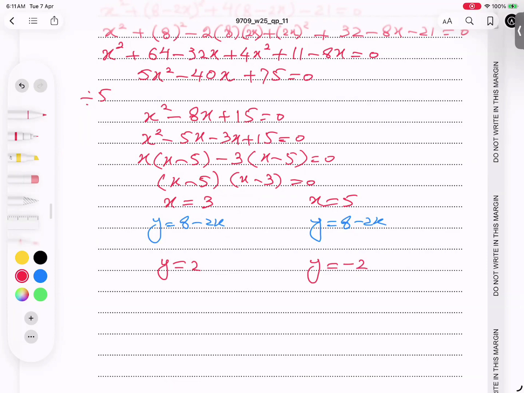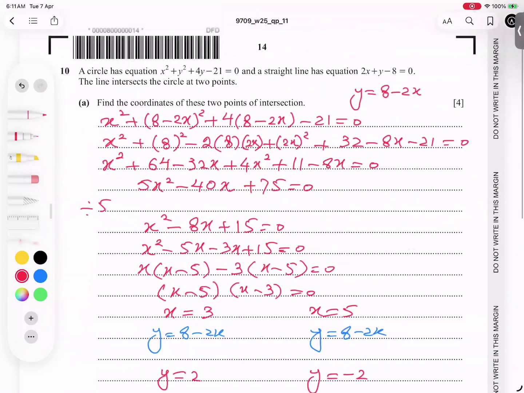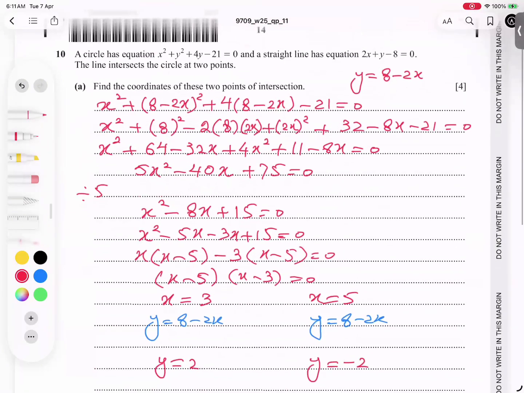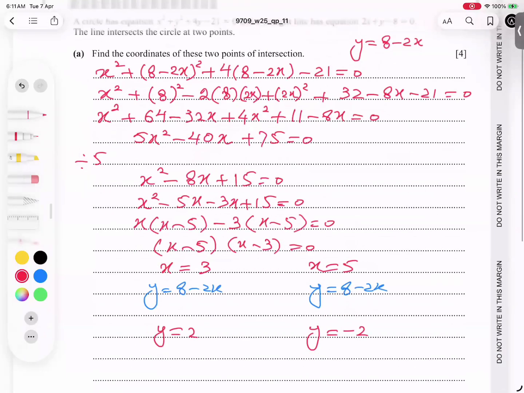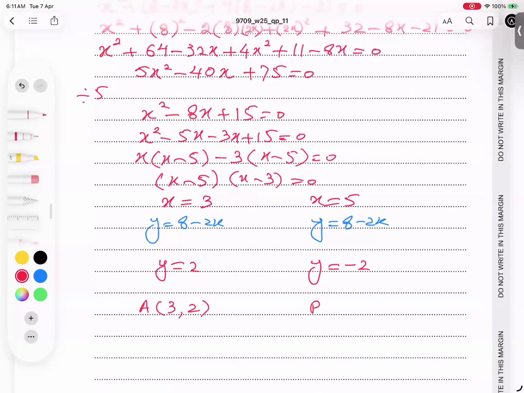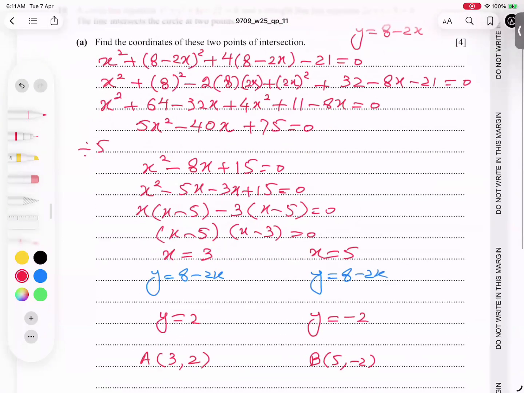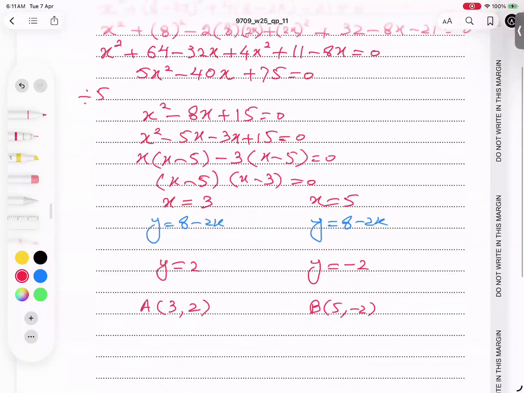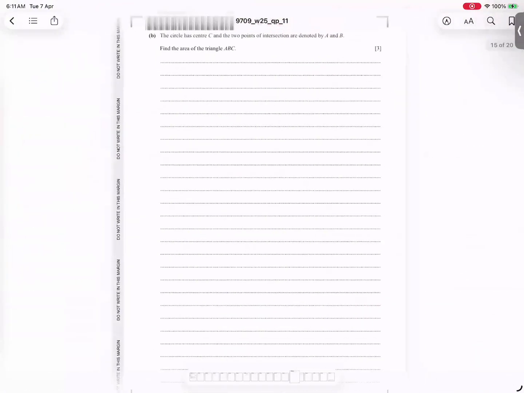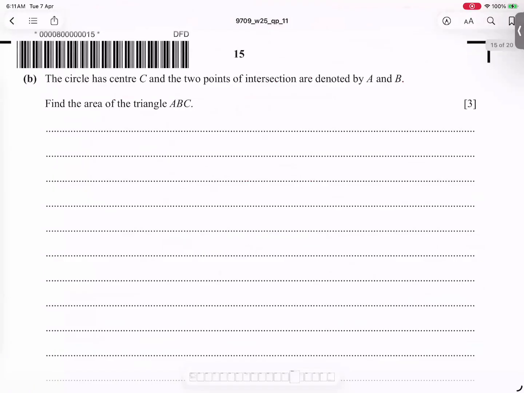So coordinates of, what did he label A and B? Not mentioned, but we can label them, no problem. So A is 3, 2, and B, I'm writing 5 and negative 2. So this first part is done. I hope the point is very clear. And what is the next part? Find the circle with center C; the 2 points of intersection are denoted by A and B, find the area of triangle ABC. So the center is involved, which means the center coordinates are important to find.